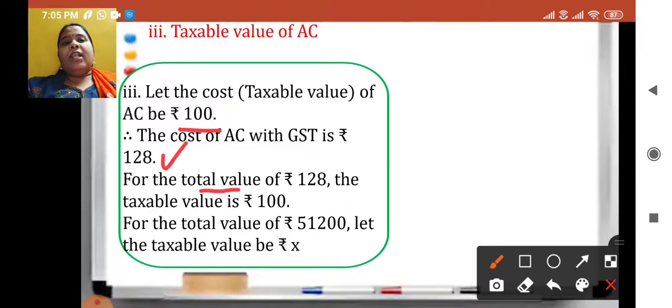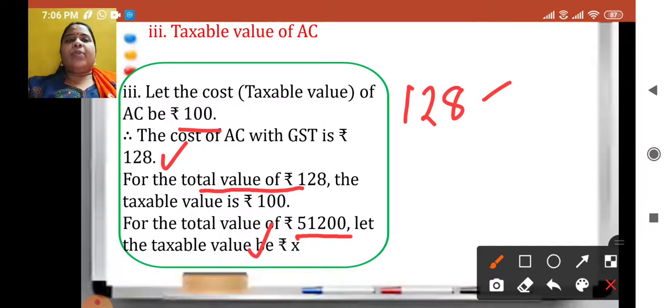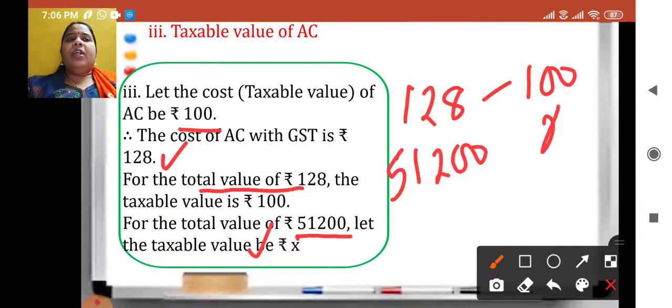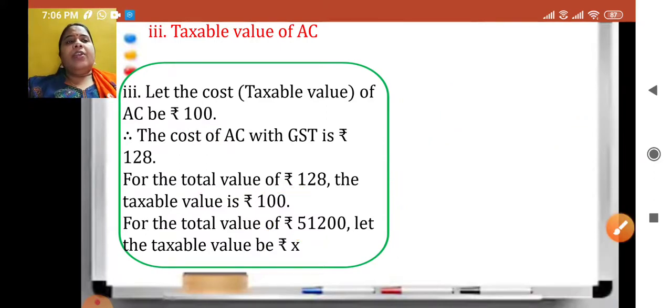So if the total value is 51,200, that is given to us in the question, what will be the taxable value? Again I am comparing it here. Just see, when the total value was 128, okay, taxable amount was rupees 100. When the total value, it's given in the question, 51,200, what will be the taxable amount? Now when I take the ratio of it, I can equate it and cross multiply it and get the answer. I hope the steps are clear. Okay, now see how it can be done.